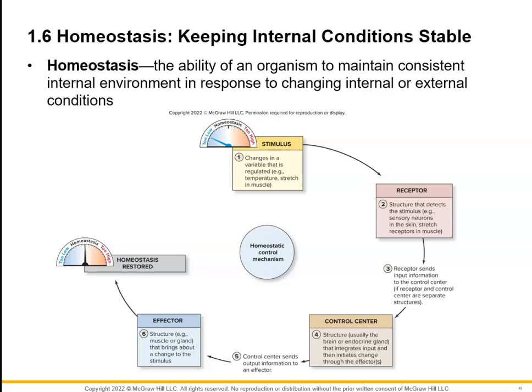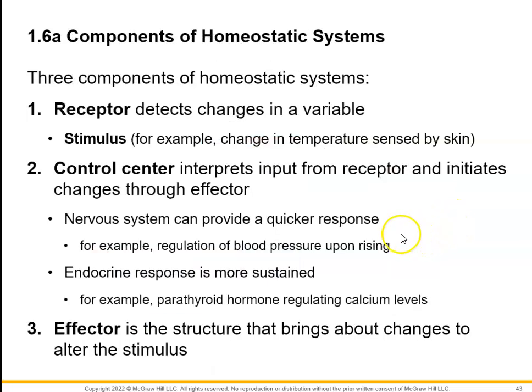Oh, pretty cool stuff, huh? So how do we do that in the human body? Well, let's look again at these components. So the receptor detects the change. So perhaps the stimulus is a change in temperature. The receptors in your skin detect it, send that information to the control center, which is going to cause an action to occur with the effectors.